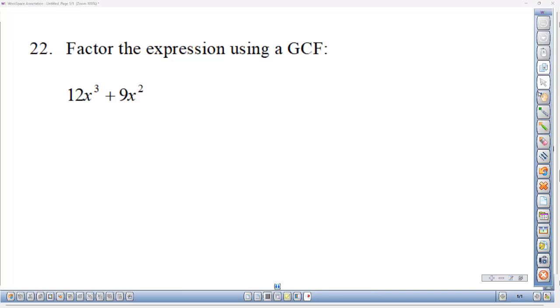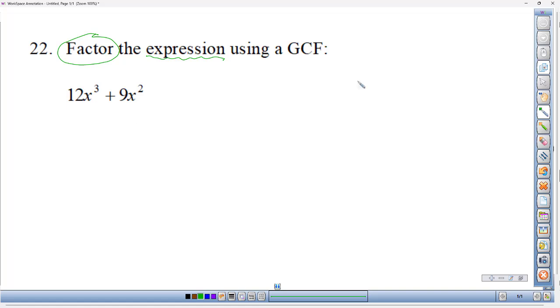Hopefully watching this video helps. All right, number 22 asks us to factor this expression. We should maybe notice a couple things. It is an expression. In other words, there's no equal sign. We are not going to be solving for the x's in this problem, but we are going to factor it. And what does that even mean? It means to turn this into a multiplication problem.